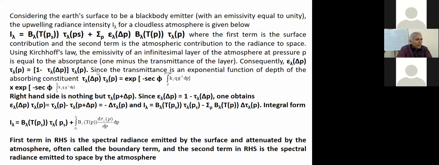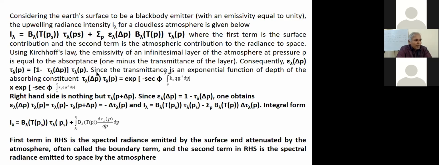So emissivity is equal to 1 minus the transmittance, because there is no reflection. So emissivity plus transmittivity is equal to 1. So emissivity is 1 minus transmittance, multiplied by the transmittance. Now this emissivity is for that layer delta P. So that is 1 minus the transmittivity of that layer, the whole thing multiplied by the transmittance at P. So basically we are looking at this term, other than the Planck radiance, in this summation. So this is what we get.